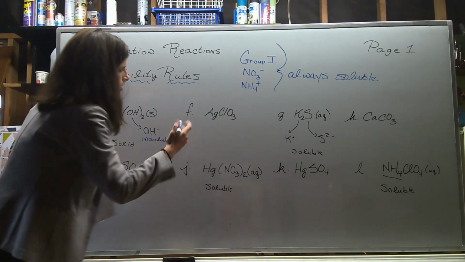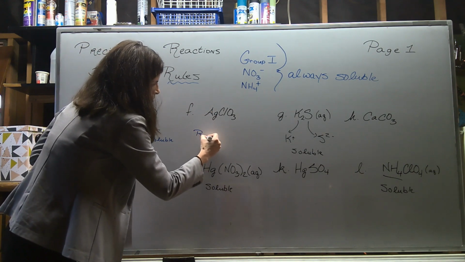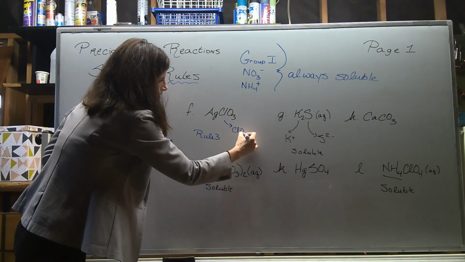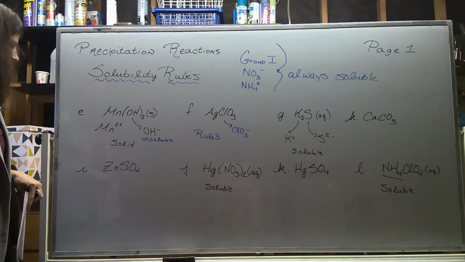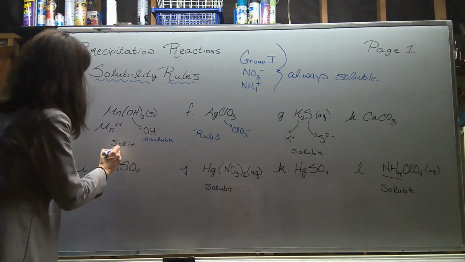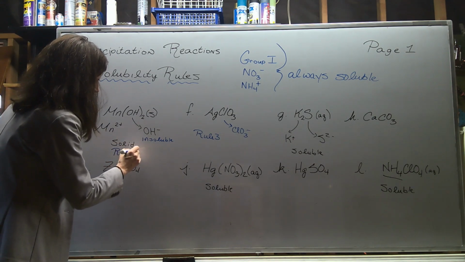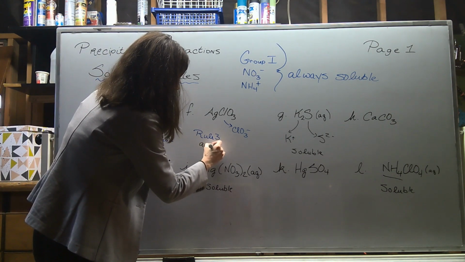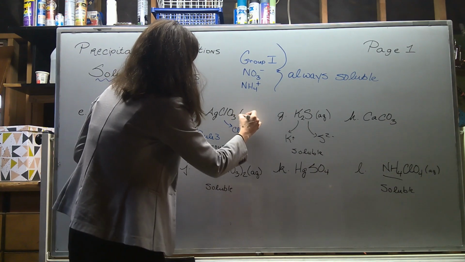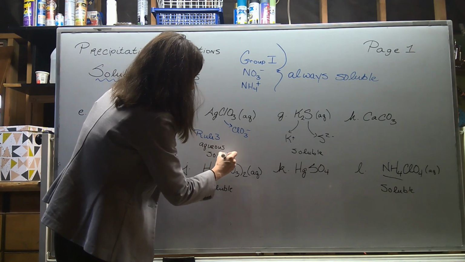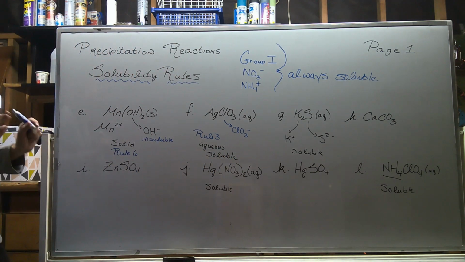So per rule 3, we know that anything containing chlorate is always soluble, no exception. And so I'm going to follow that up with AQ. Just going to write down rule 6 over here for the hydroxide rule. So this is going to be aqueous, which is going to be AQ. Aqueous, or I'm sorry, instead of call it soluble or insoluble. So aqueous means soluble. All right.